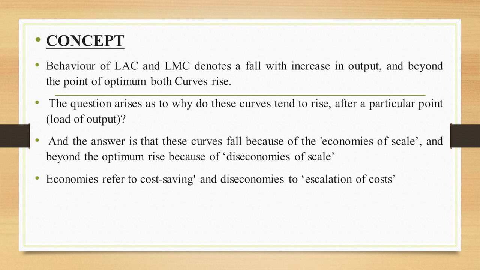These curves fall because of the economies of scale, and beyond the optimum they rise because of diseconomies of scale. Economies refer to cost savings, and diseconomies refer to escalation of costs. Initially you cannot enjoy the cost savings unless you increase the output. Many factors are indivisible. Say, a machine is indivisible. Labor is also indivisible. So the full cost of labor is being paid, and the full cost of the machine is being paid. When the full cost of all these items is being paid and output is very low, economies cannot take place. Once the output increases, these inputs start giving their fuller benefits, and that is what is known as cost saving.